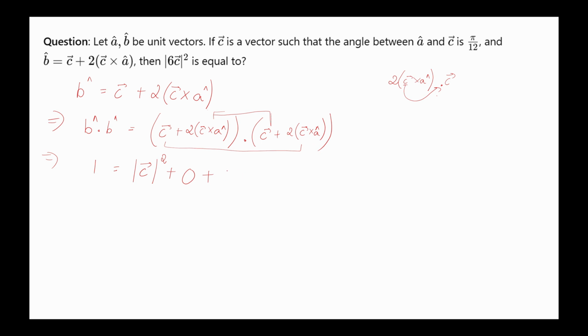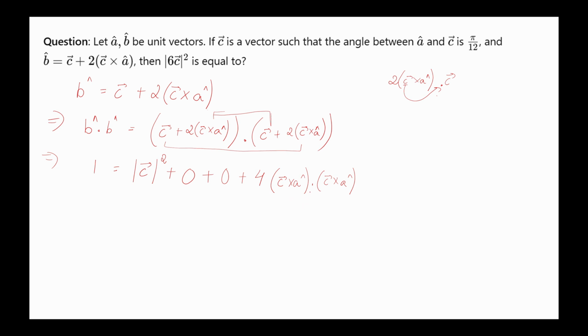Plus, now what if we take the dot product of this c with this one? Again we are going to get the same thing, 0. Plus, now we have to square this term, we are going to get 4 times c vector cross a cap dot c vector cross a cap. So this is basically what we are getting.